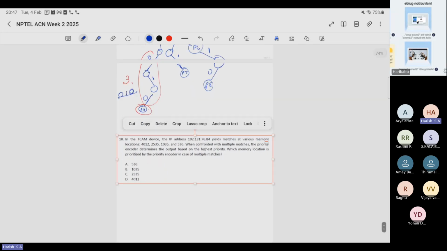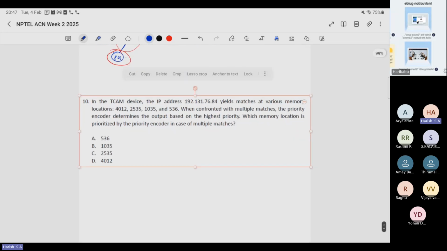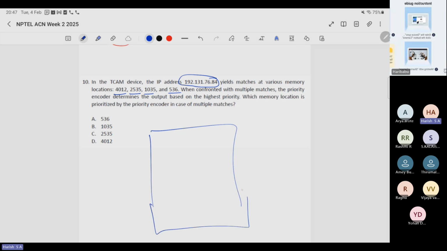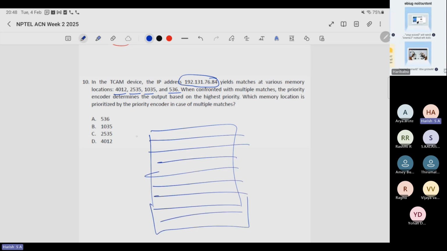Okay, so this question is about the TCAM. I told you TCAM is a parallel match, right? So imagine an inbound ingress IP address yields matches at various locations: 4012, 2535, this one, this one. So let's say this is the TCAM table, and these are all the locations: location 0, 1, 2, 3.